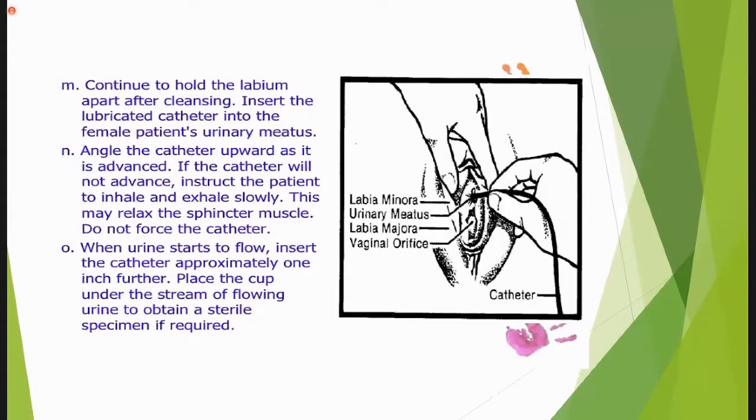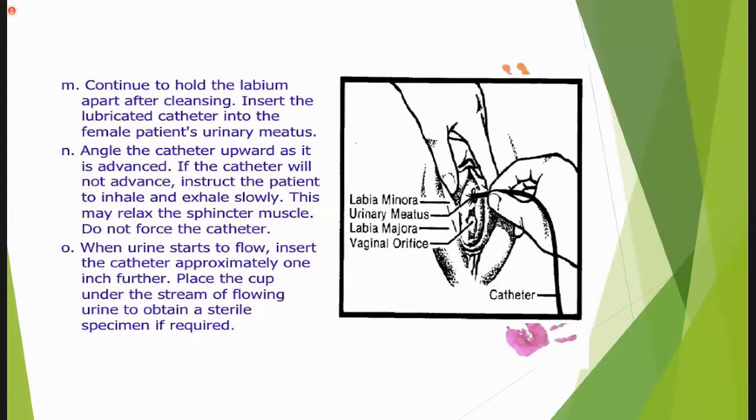Okay. Continue to hold the labia after the cleansing. Insert the lubricated catheter into the female patient through the meatus. Angle the catheter upward as it is advanced.